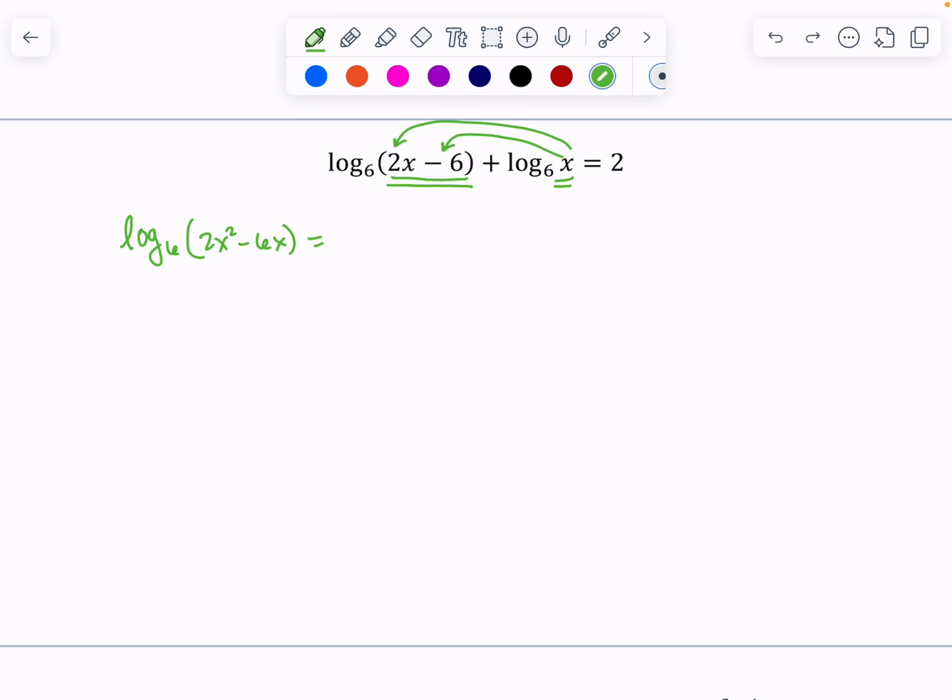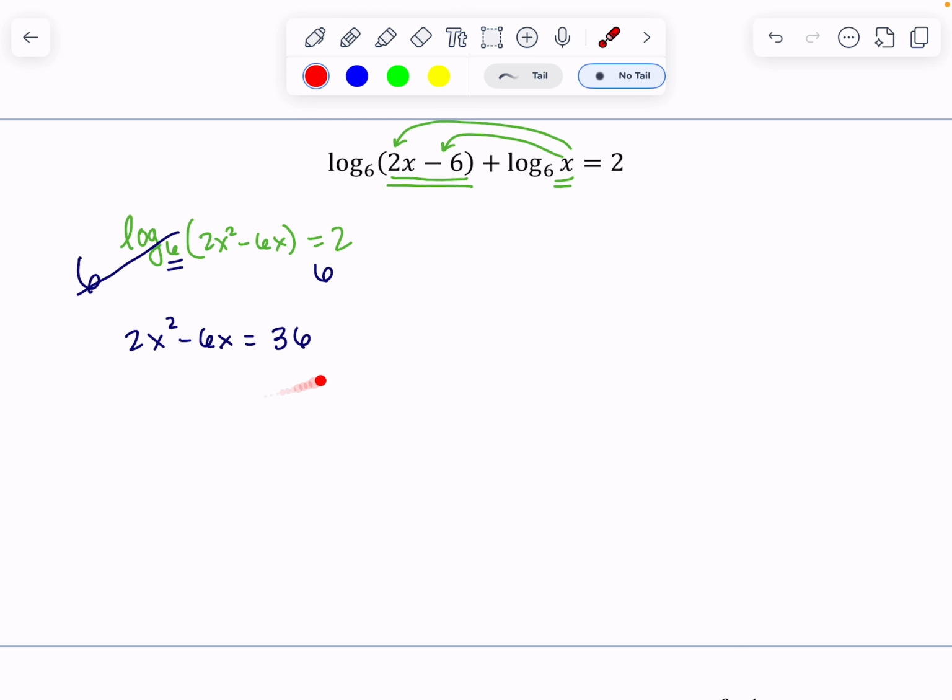So first thing I did was use the product rule to combine. Product rule says to multiply this argument by this argument. Because it's a monomial and a binomial, I distribute it. Now I'm ready to get rid of my log. The easiest way that I know to get rid of my log is to exponentiate both sides. So I'm going to use the base that's given to me, and I'm going to turn these into exponents. So this is going to become 6 to the log base 6 of all this is equal to 6 squared. This is useful because that information cancels, leaving me with 2x squared minus 6x is equal to 36. So now I've actually gotten rid of my logarithm.